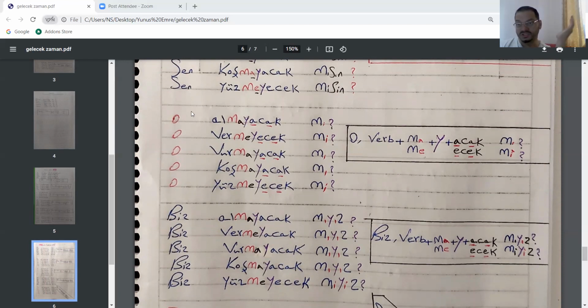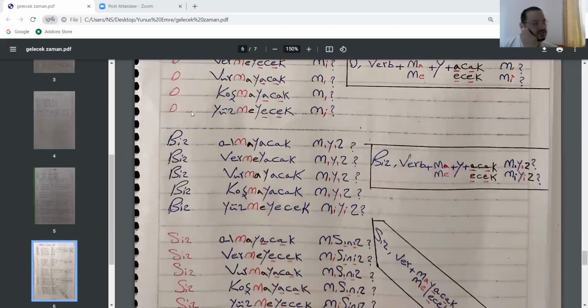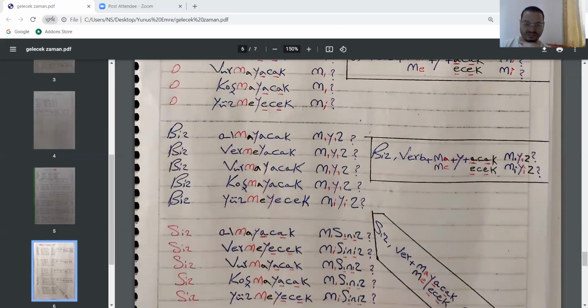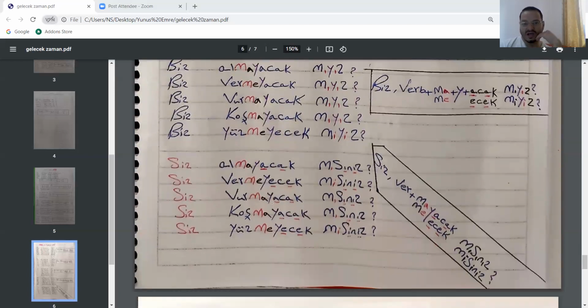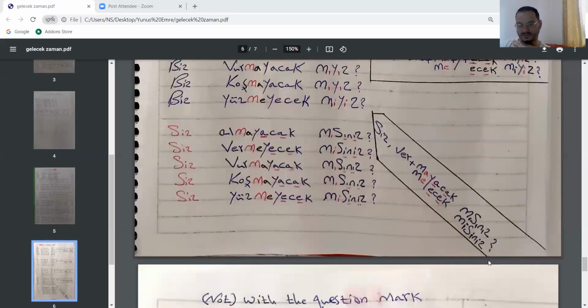Here, it could be he, or she, or it, we don't know. Maybe he is talking about a cat, a dog, a mouse, we don't know. Let's take a look at this form. Almayacak mıyız, vermeyecek miyiz, vurmayacak mıyız, koşmayacak mıyız, yüzmeyecek miyiz? Siz almayacak mısınız, vermeyecek misiniz, vurmayacak mısınız, koşmayacak mısınız, yüzmeyecek misiniz? The form here.